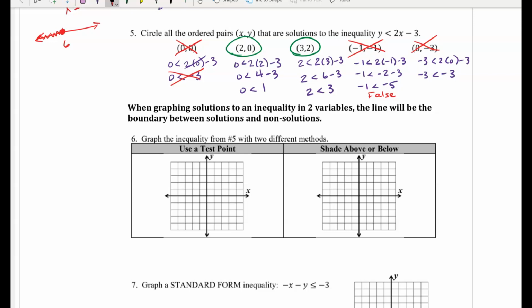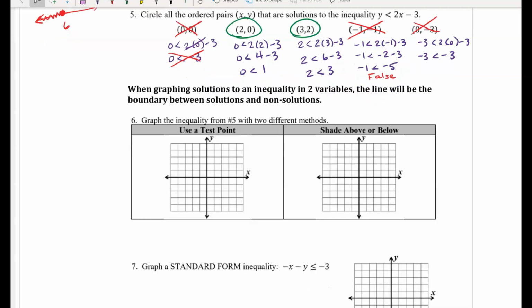In our last ordered pair, notice that I got negative 3 is less than negative 3. That's a false statement because those are equal to each other. Now, if I had had an equal sign on my inequality, like this, which means that it would have been on the original, like that, then I would have said that is a solution. But since the equal sign was not on the inequality, that is not a solution.